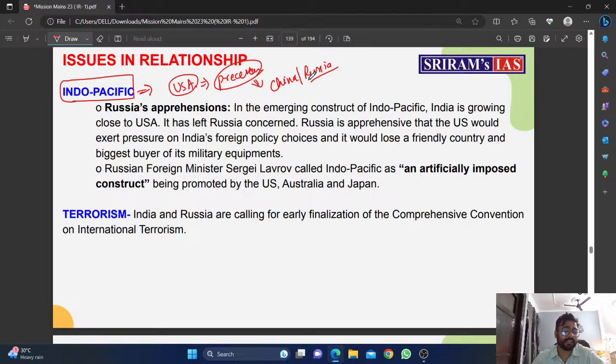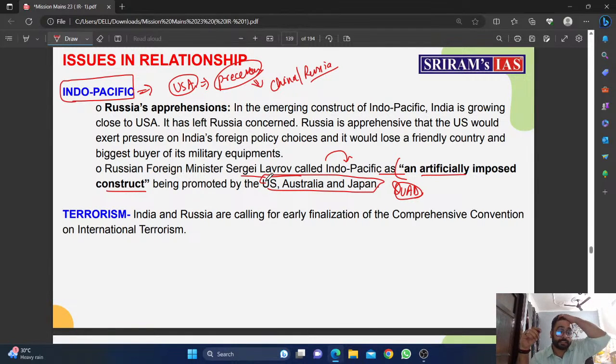So in this case, Russia is always concerned about how other countries will develop their foreign policy for the Indo-Pacific region. Russian foreign minister Sergei Lavrov called the Indo-Pacific an artificially imposed construct. That means there is nothing known as Indo-Pacific cooperation; it is just being promoted by the Quad countries, India, the US, Australia and Japan, to counter Russia and China.